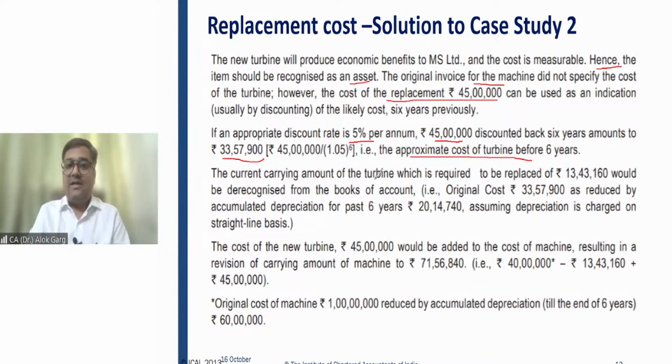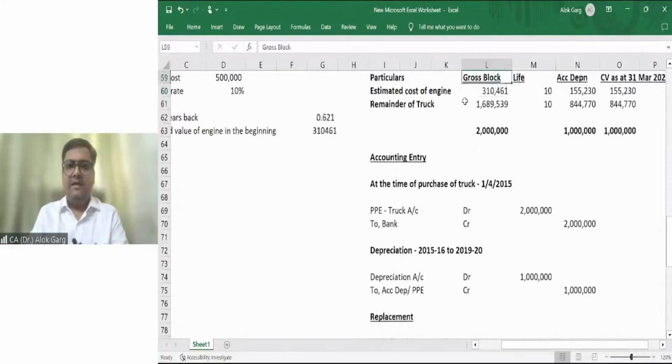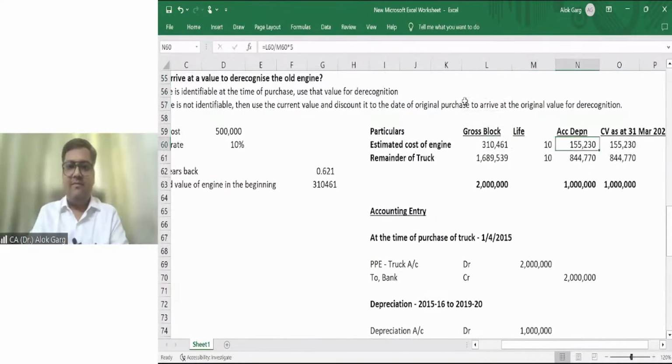Okay. The current carrying cost of the turbine which is required to be replaced. So how have you arrived at this current carrying cost? Let me take you to the Excel file and there I'll show you how this accounting treatment has to happen. Illustration number 8, right? And I'll do it just here.